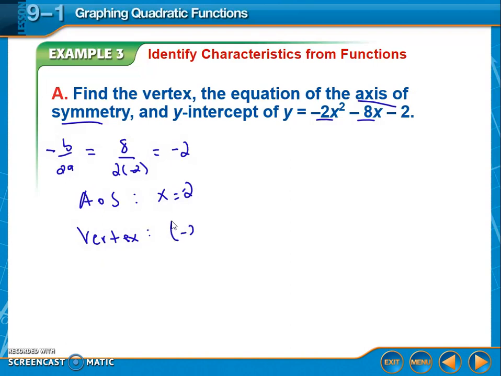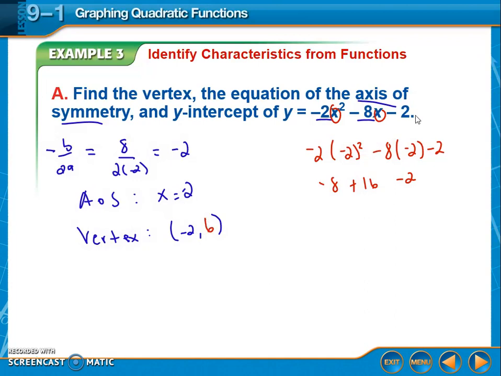So it's going to be (-2, something). How do I figure out y when I know x? Well, I put x into my equation. So I'm going to put in negative 2 there. So I'm going to have negative 2 times negative 2 squared minus 8 times negative 2 minus 2. So I get 4 times negative 2 is negative 8 plus 16 minus 2. So I get 6. So now I have my vertex.